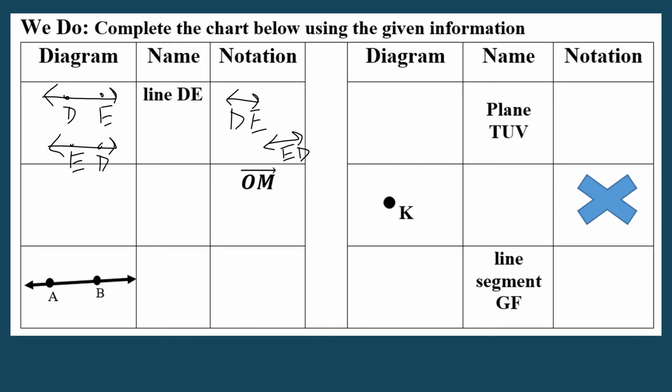For the next one, you're looking at the notation, it's ray OM. So that means your name would be ray OM. And because in the notation it starts with that O, you have to start the ray with an O.